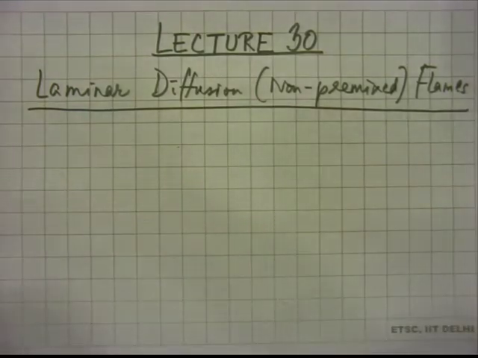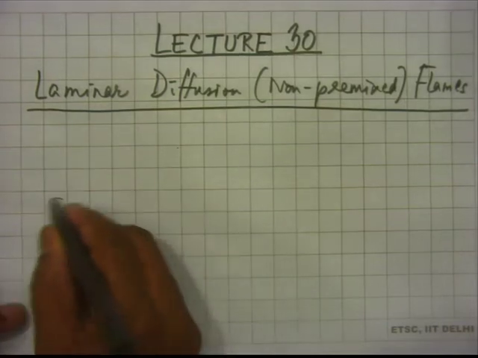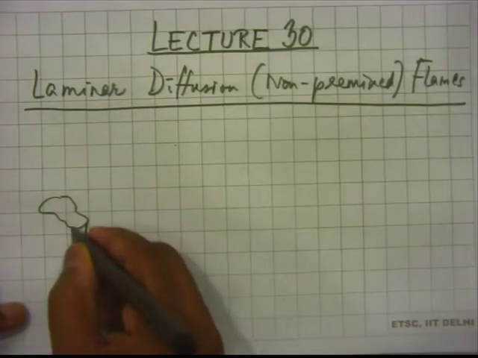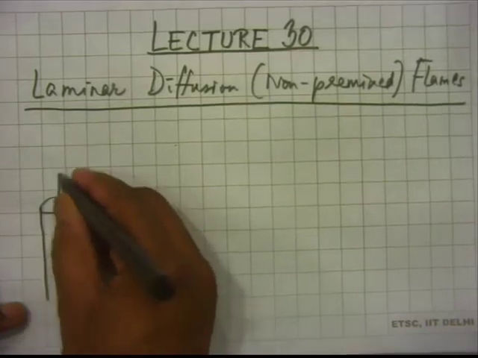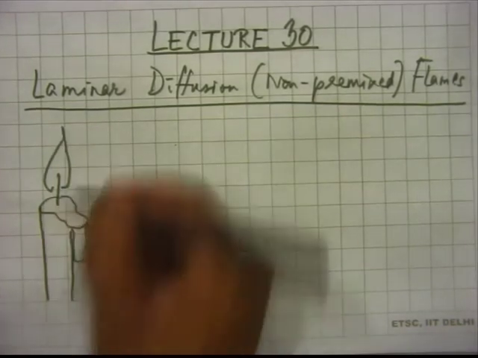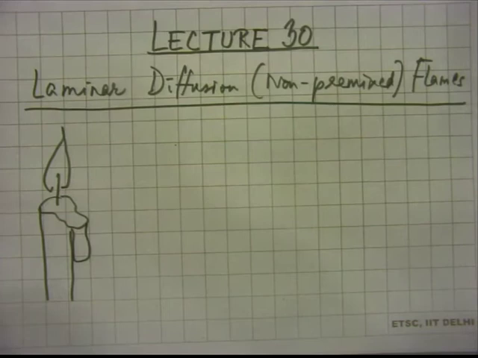We discussed laminar premixed flames and turbulent premixed flames. Now we are looking at laminar diffusion flames, laminar non-premixed flames. So you already know what non-premixed flames are because we discussed that at the beginning of the semester. And the most prominent example that we discussed those days was that of a candle flame, right? So this is a diffusion flame.